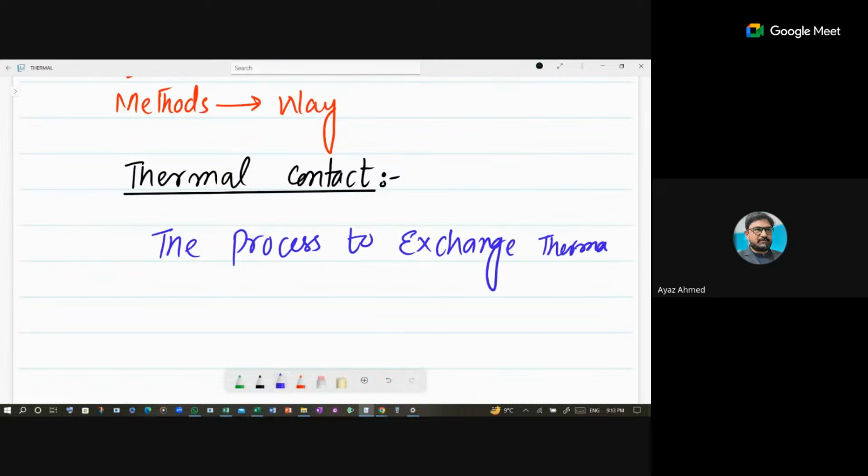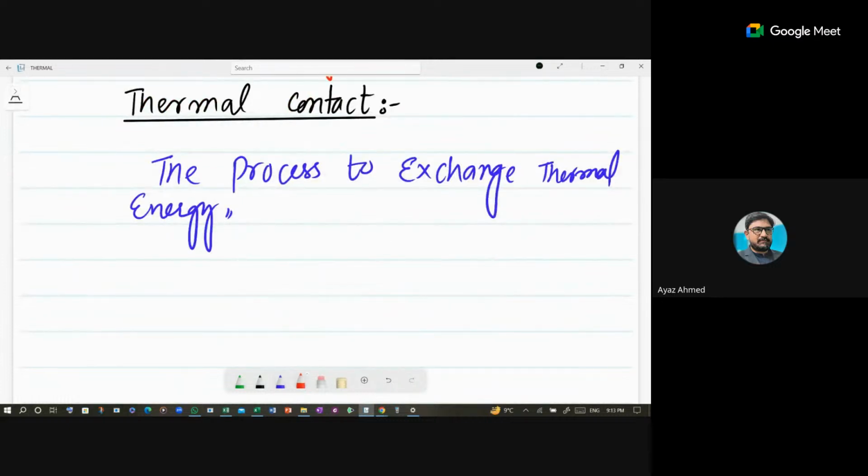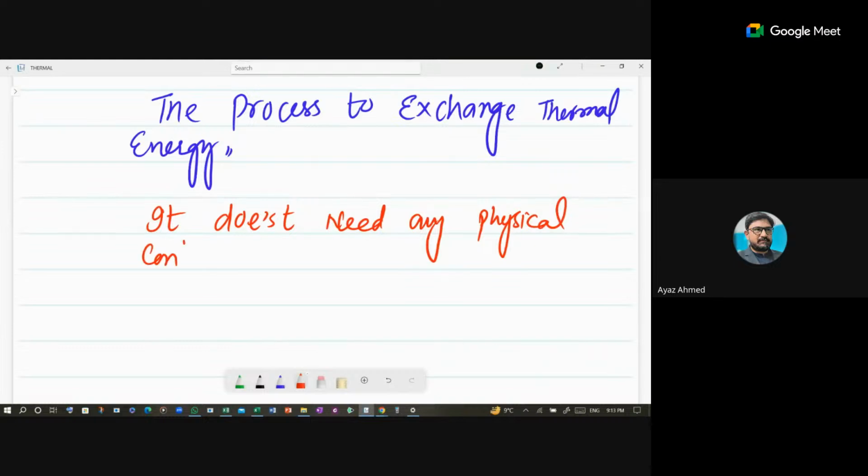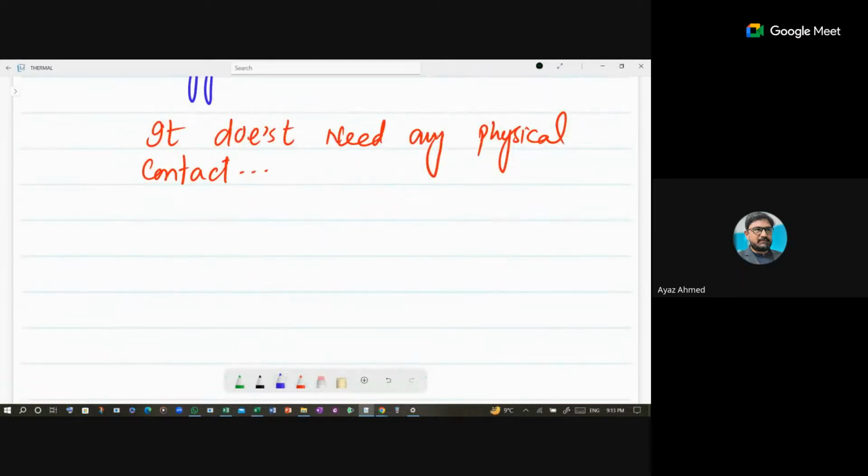For example, we are not in physical contact with our heater, but we are taking thermal energy. Isn't it? It does not need any physical contact. In some points or at some position it works, but all the time it does not need thermal contact or physical contact. So heat always flows from hot body to the cold body.